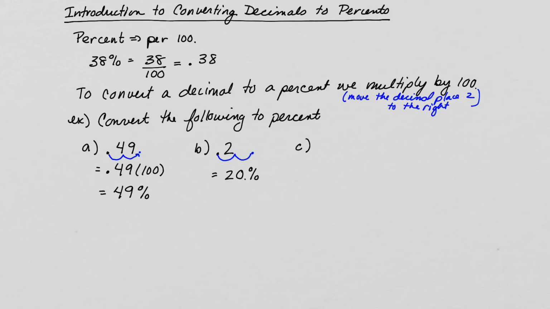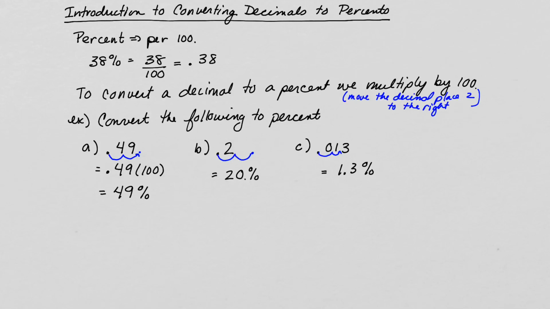So I have one more example here. If I had 0.013, so again, if I move the decimal place 1, 2 spots to the right, that decimal point is going to come up here in the middle. So I'm just going to write 1.3 because we don't usually put zeros in front of numbers at the beginning. So this is going to be 1.3%.